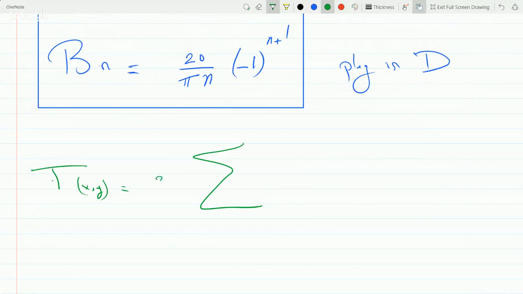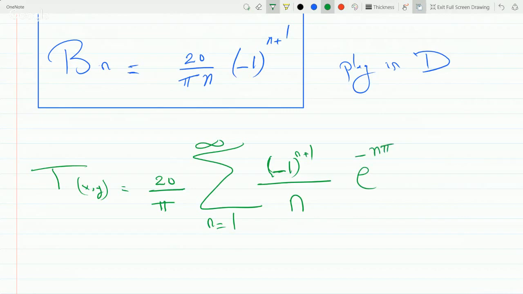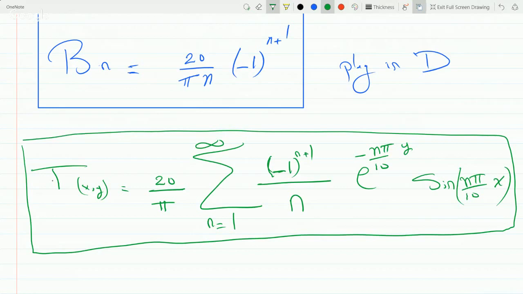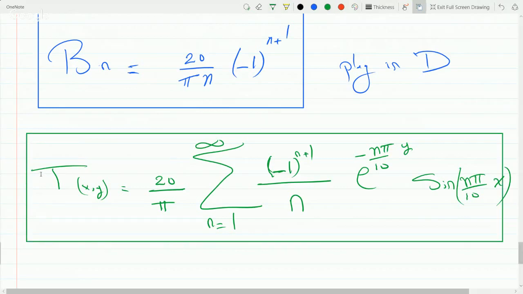of Bn. Now anything that's constant, I can take it outside the summation. So this is 20 over pi, sum from n equals 1 to infinity, because all n's are included, minus 1 to the n plus 1 divided by n. I already have the pi here, so that's my bn. Times e to the minus n pi y over 10 times sine n pi x over 10. Bingo. This is the final solution to Laplace's equation, which matches this answer.